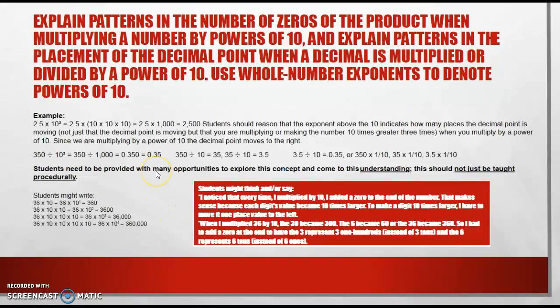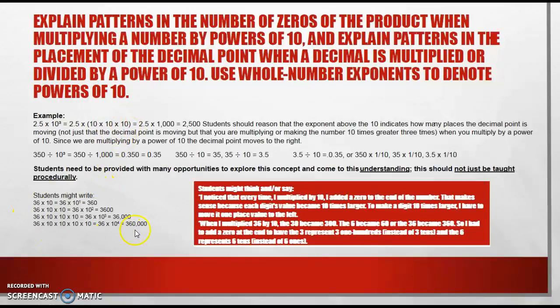We're also going to learn how to explain patterns using zeros. One of the big things is you'll see an example of a possible question students might have. They're going to learn how to do 2 and 5/10 times 10 to the third power. They're going to learn how to take 10 to the third power and develop it into 10 times 10 times 10.